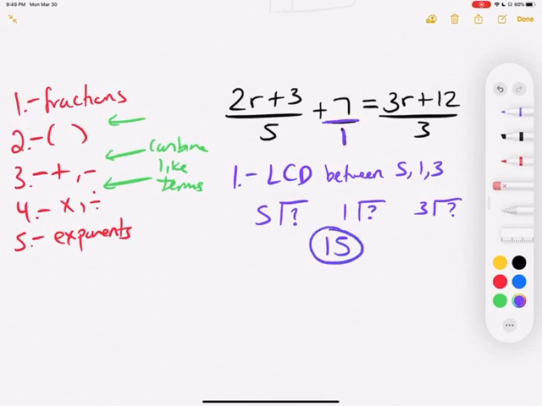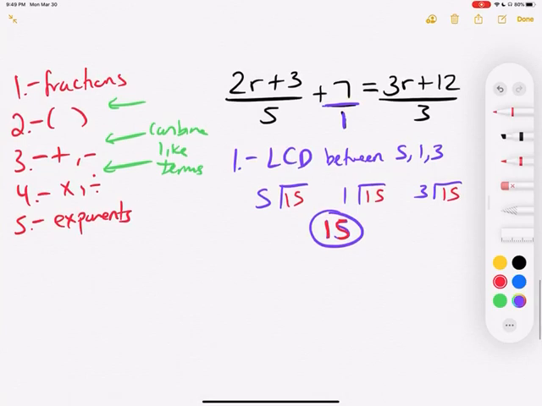15 is that magic number that we can place inside the house, the smallest number that can be divided by 5, by 1, and by 3, excuse me. So 15 is my least common denominator. And what I'm going to do with this least common denominator is I'm going to multiply both the left side of the equation and the right side of the equation times the least common denominator that we just calculated, which is 15 in this case. So I'm multiplying both sides of the equation times 15.